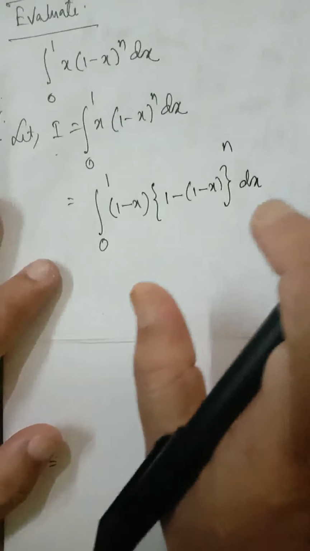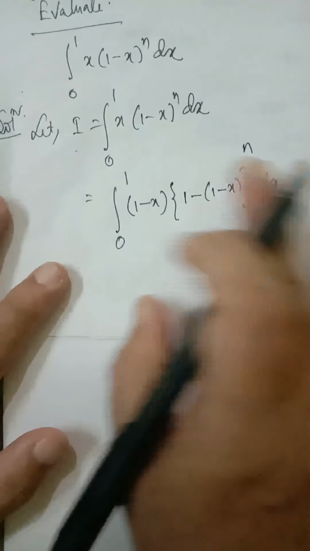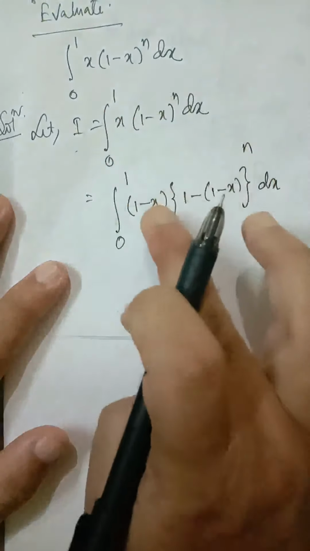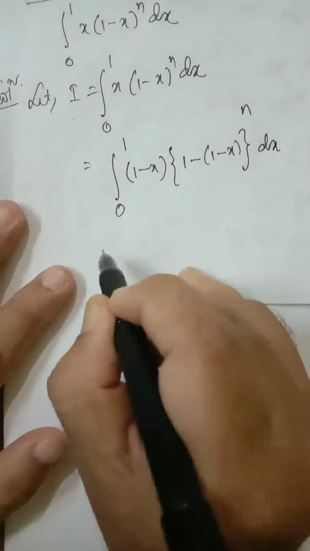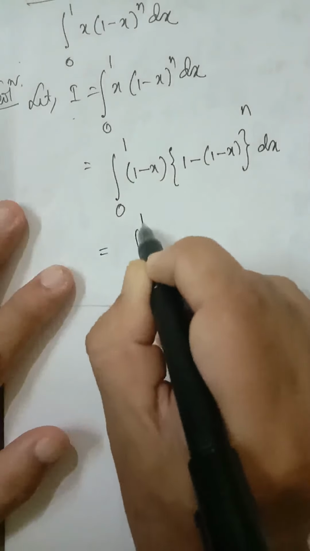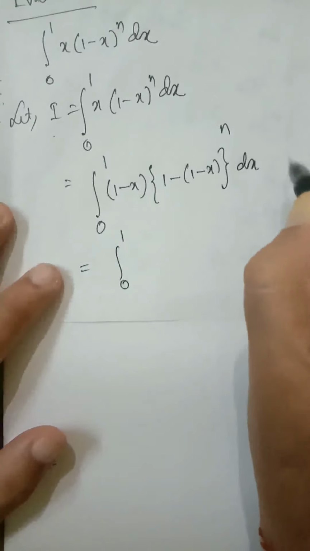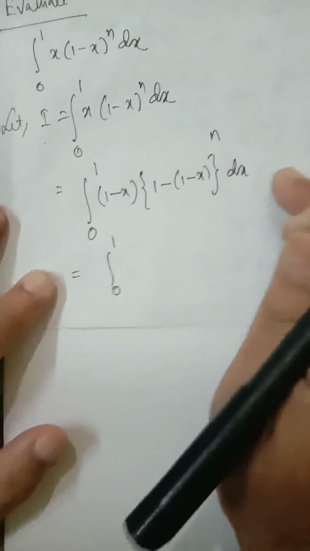You can see what I have done. I have replaced x by 1 minus x, wherever x was, I have written 1 minus x. So 0 to 1, we have to write, applying property number 4 here by the side of this.